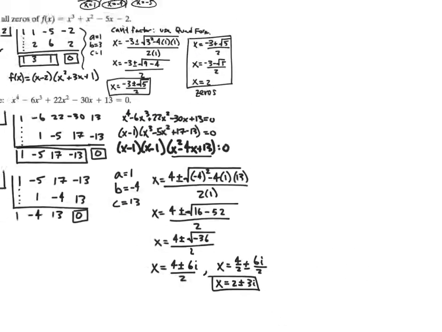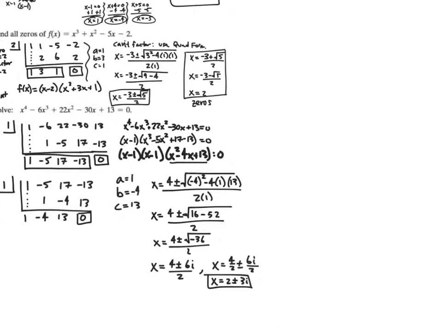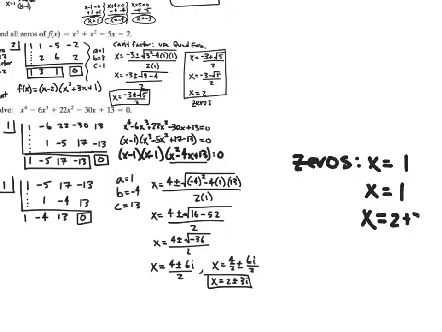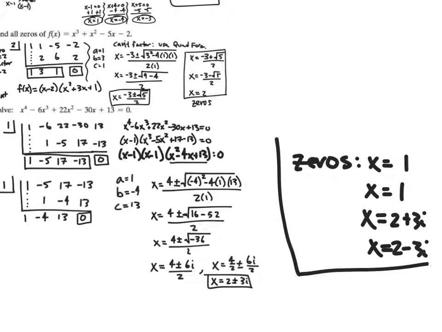So, here's what I got. I do have 4 answers. Okay, for my zeros, I've got x is equal to 1, x equals 1, x equals 2 plus 3i, and then I've got x equals 2 minus 3i. Okay, and that's what I have. All right, so that's how we solve that.